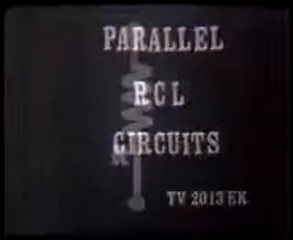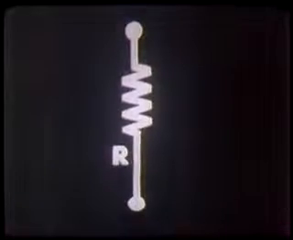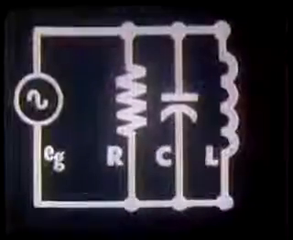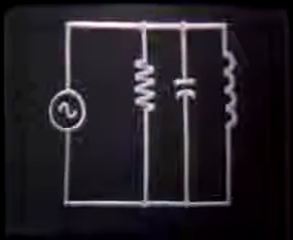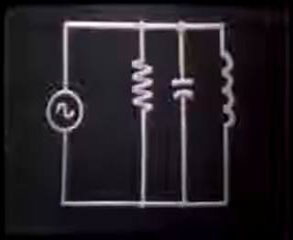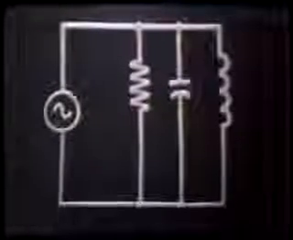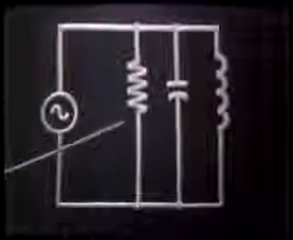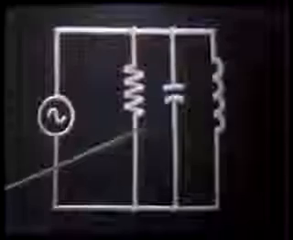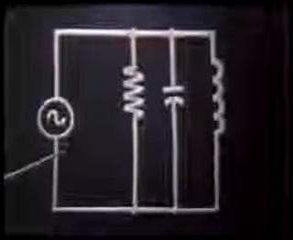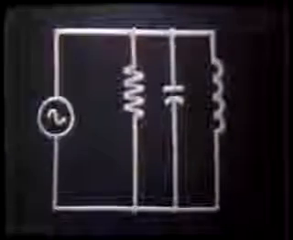RCL circuits. As the title implies, we could take a resistor and a capacitor and an inductor in parallel across a voltage source. Well, here we have a parallel RCL circuit indeed. Following the rules for any parallel circuit, we know that the voltage across each component is the same as the source voltage. The resistor voltage, the capacitor voltage, and the inductor voltage would be the same as the source voltage because we do have a parallel circuit here.